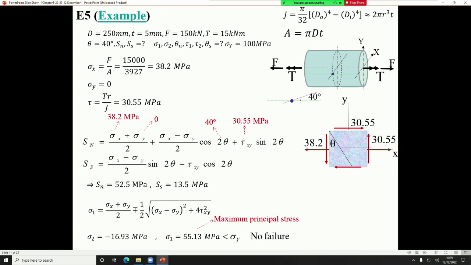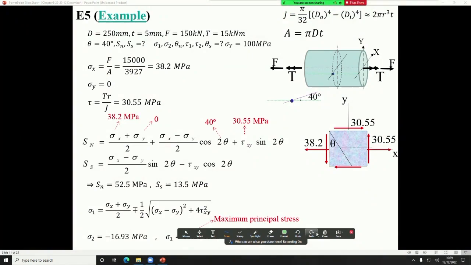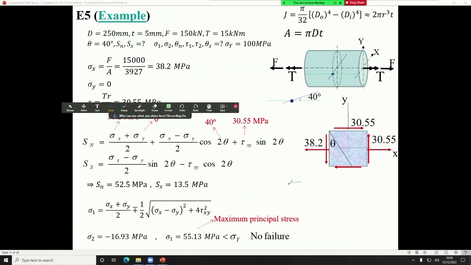If I want to find it based on the Tresca criterion, then I say τ2-1. I don't think this is the requirement of the question, but if I was asked to find it, I should say τ2-1 and τ2-2 are equal to (55.13 minus 16.93) divided by 2. So that was the equation for minimum and maximum shear stresses.